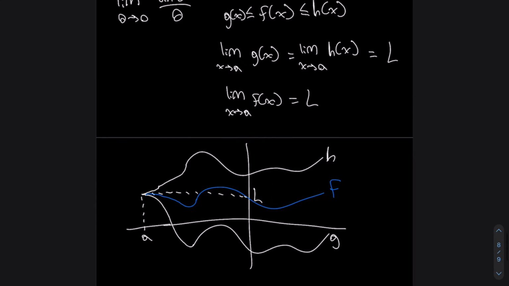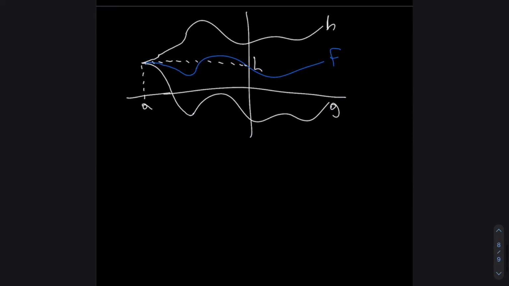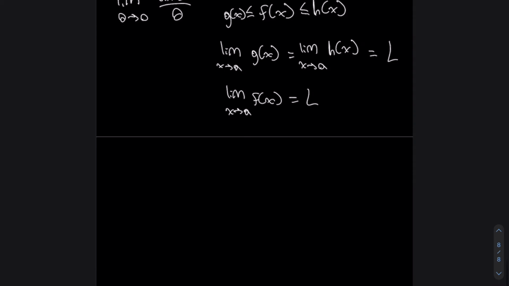So if you can't figure out the limit of f at x, you can find two functions that are less than or greater than f, and if you compute their limits, and those limits are the same, then you know what f's limit is. So that's the strategy we're going to use. To do this for sine, we're going to do this geometrically.